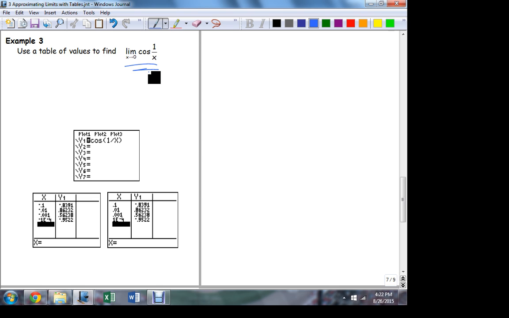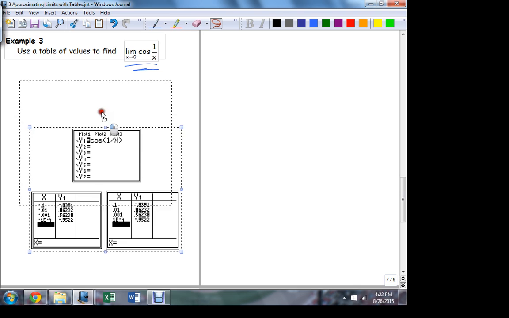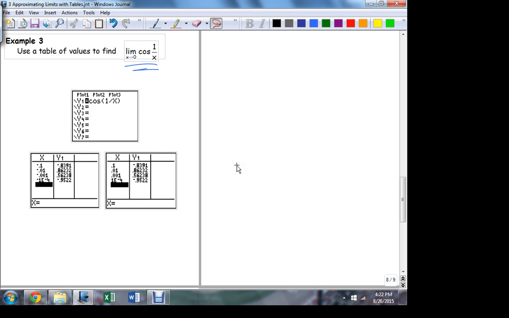And so I'm going to do the same thing I just did. I'm going to enter my function into the calculator. I'm going to take my two paths along the left and right hand approaches. So very similar to what I just did. Negative 0.1, negative 0.01. That's my left-hand approach.